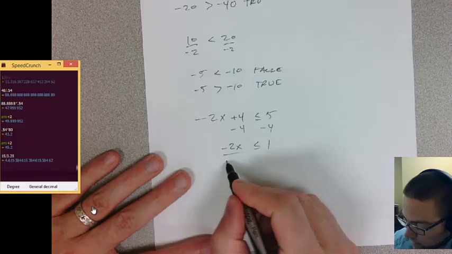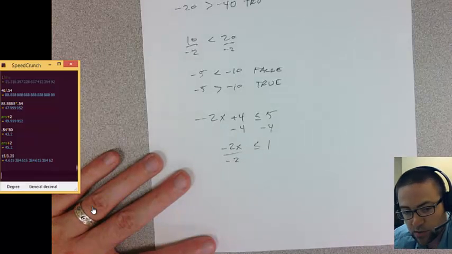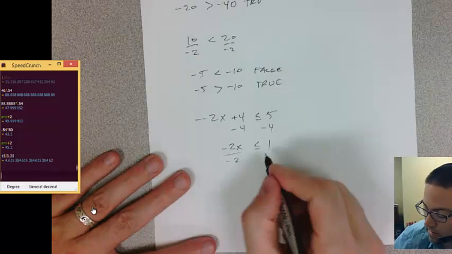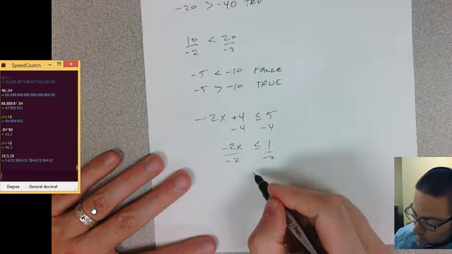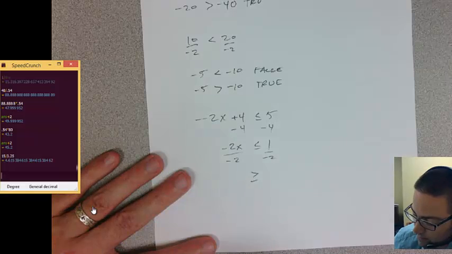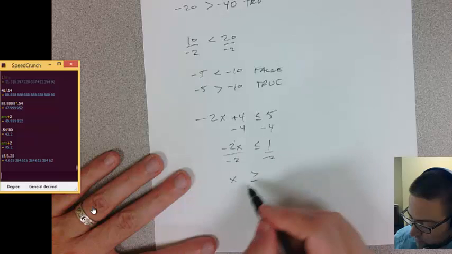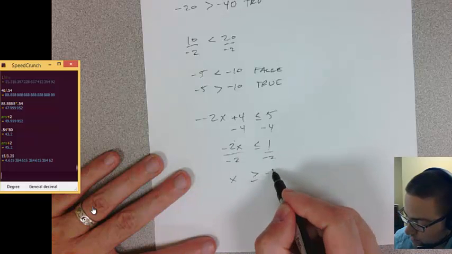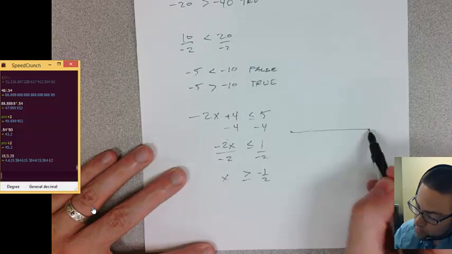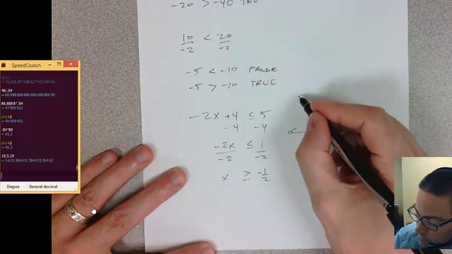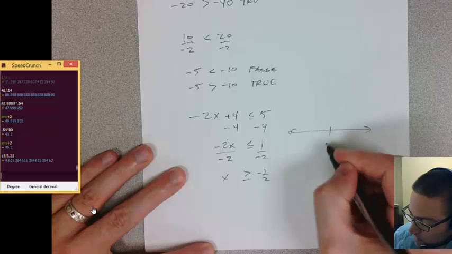Now if I divide both sides by negative 2, this should trigger something in your mind. You say, oh, I'm dividing by a negative, so I need to flip that inequality symbol. So you flip it around just like that, and I get x is greater than or equal to negative 1/2. Now just to prove it to you, let's do what we always do: plug it back into the original equation and show that it is true.